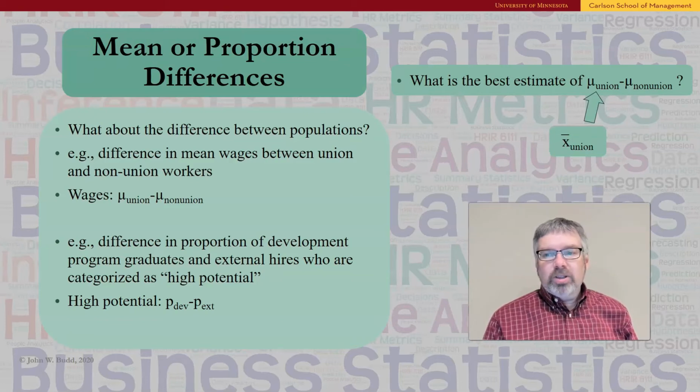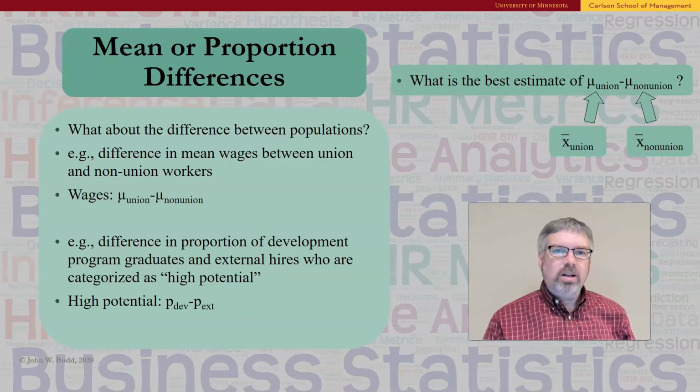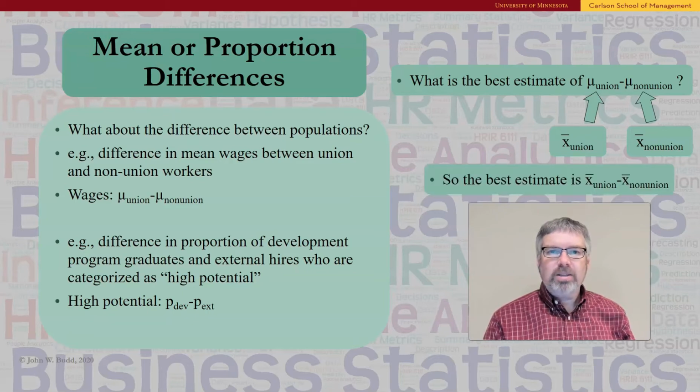Well, if we just take them individually, we know that the best estimate of the mean wage among unionized employees is just the sample wage among our sample of union employees, and we know the best estimate of the population average wage among non-union employees is simply that analogous statistic in a sample of non-union workers. And so from that, it flows logically that the best estimate of the difference in two means at the population level is simply the difference in the two means at the sample level.